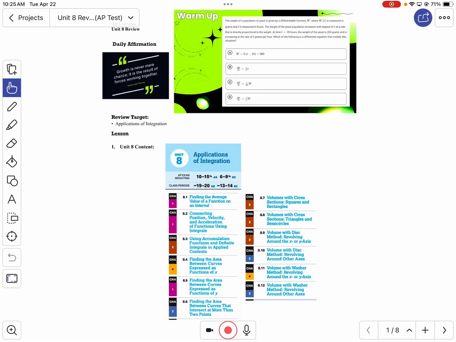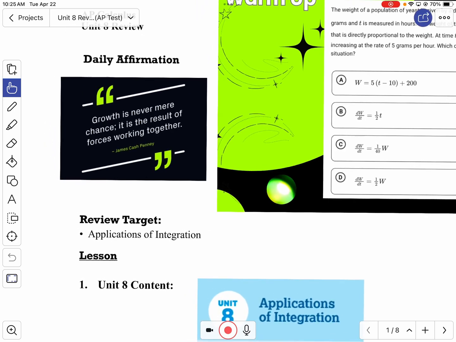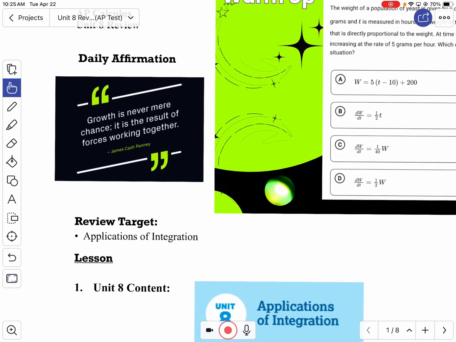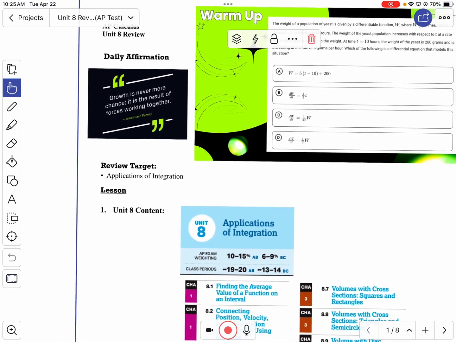Okay, we're going to skip the warm-up just because, but I do want to show you your affirmation for Unit 8. Growth is never mere chance. It's the result of forces working together. But y'all have grown a lot this year. It's been fun to watch.